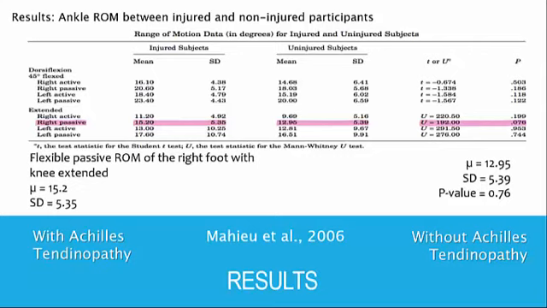As seen from the above data, there is no statistically significant differences between the groups regardless of their ankle range of motion with either knee flexed or extended, which is a p-value greater than 0.05. Hence, there was no difference in ankle range of motion between the injured and uninjured groups. However, subjects who acquired Achilles tendinopathy seem to have a more flexible ankle range of motion for the right passive foot with the knee extended, having a mean of 15.2 and a standard deviation of 5.35, as compared to those who did not acquire it. They had a mean of 12.95 and a standard deviation of 5.39. This observation, however, is not statistically significant, although it was close to it, with a p-value of 0.76.